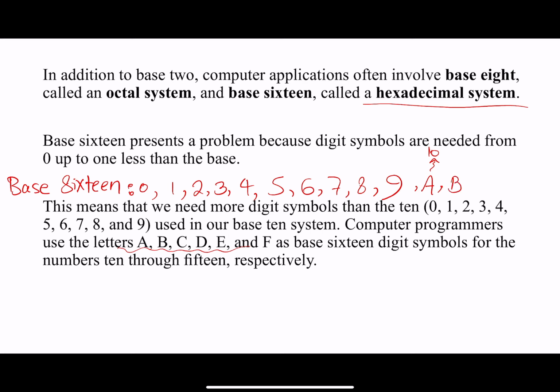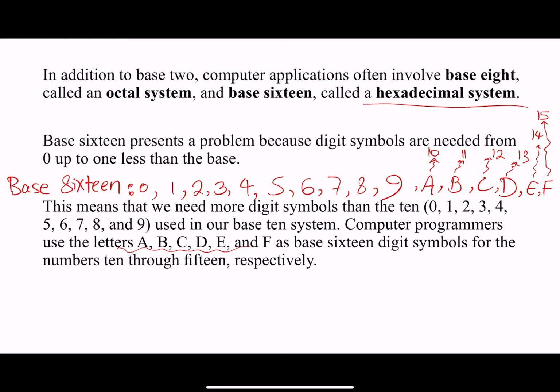After A, I use B. B represents 11. C represents 12. D represents 13. E represents 14. And finally, F represents 15. We're good. We wanted digits from 0 to 15.